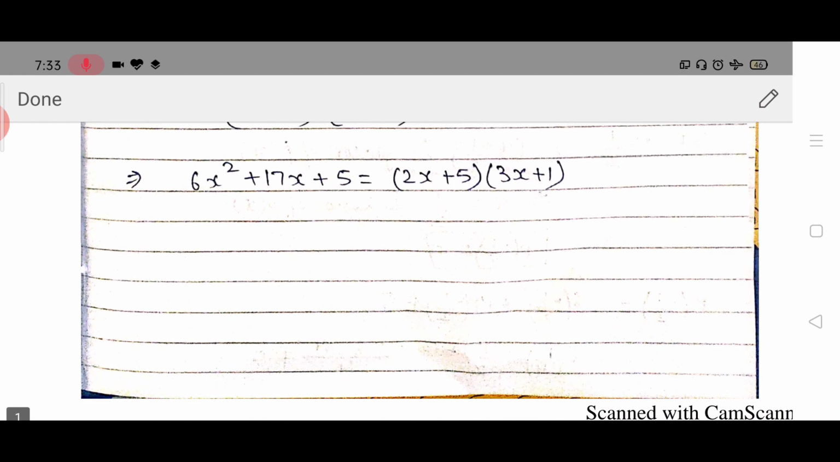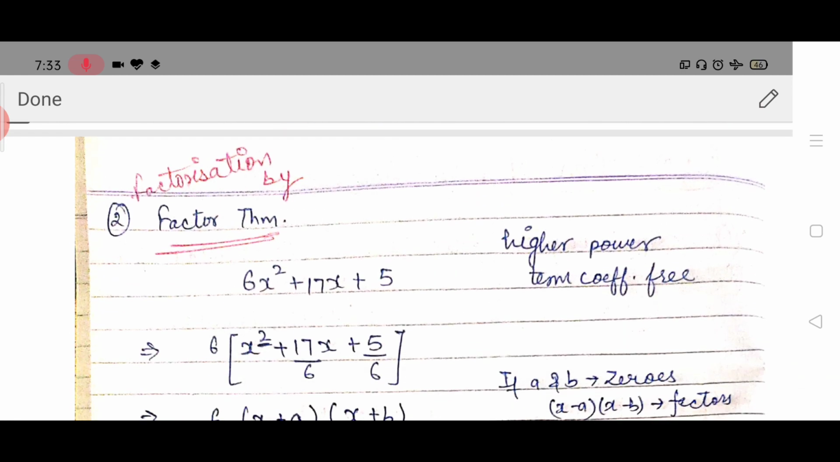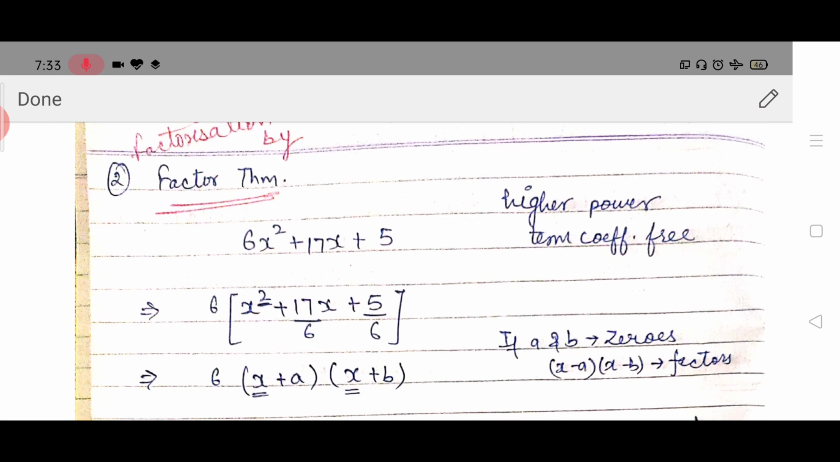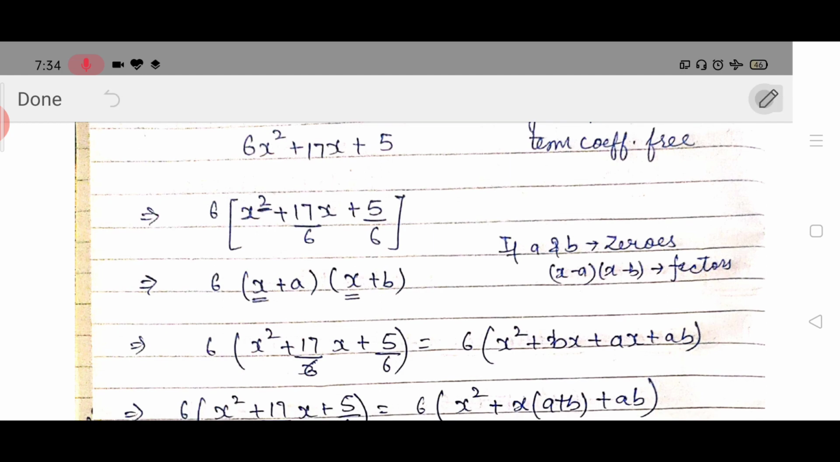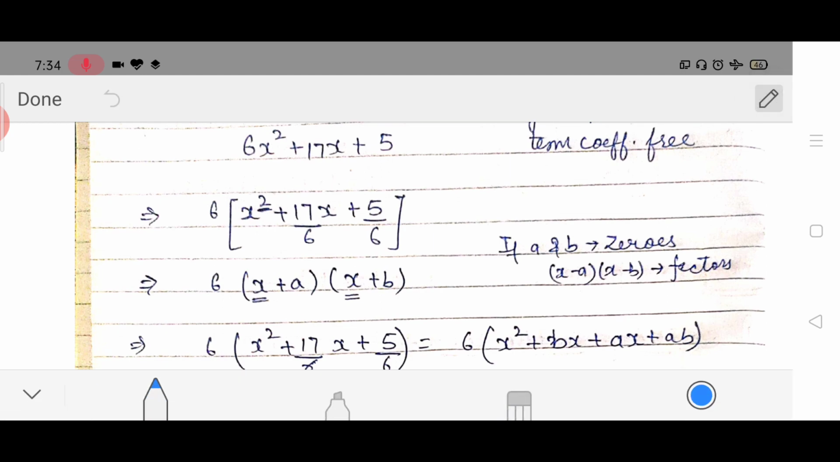Okay, now moving on to our second topic, that is factorization by factor theorem. How will you solve this by factor theorem? First step is you have to see the higher power coefficient in the given polynomial. Here you can see the higher power term is x square and its coefficient is 6. So the first step is you have to make that higher power term's coefficient less. Less means you have to remove the coefficient from that term.